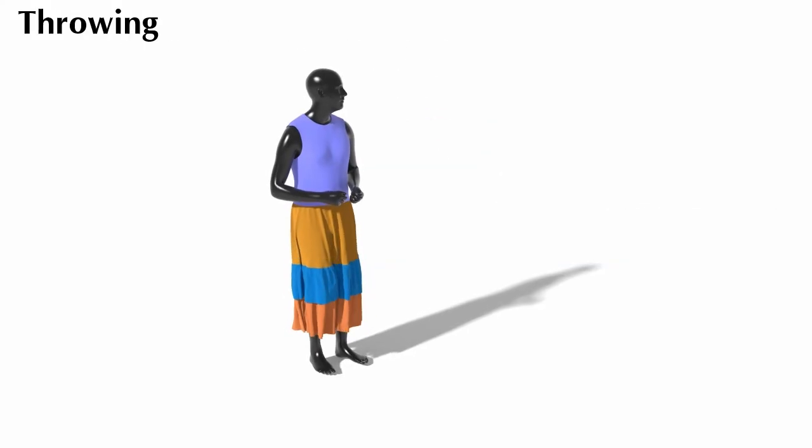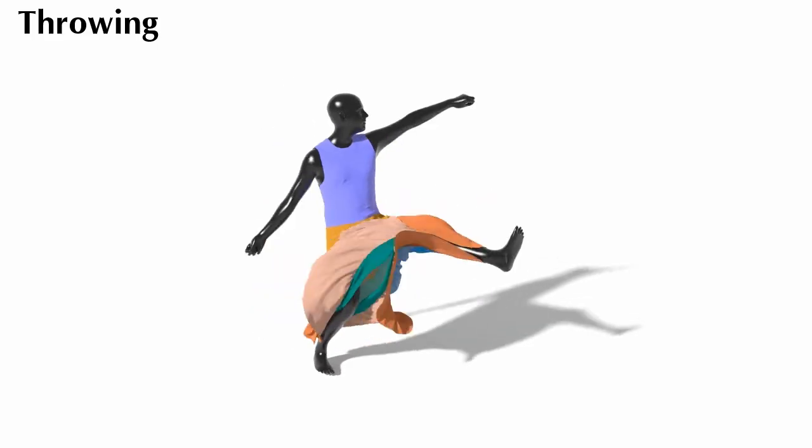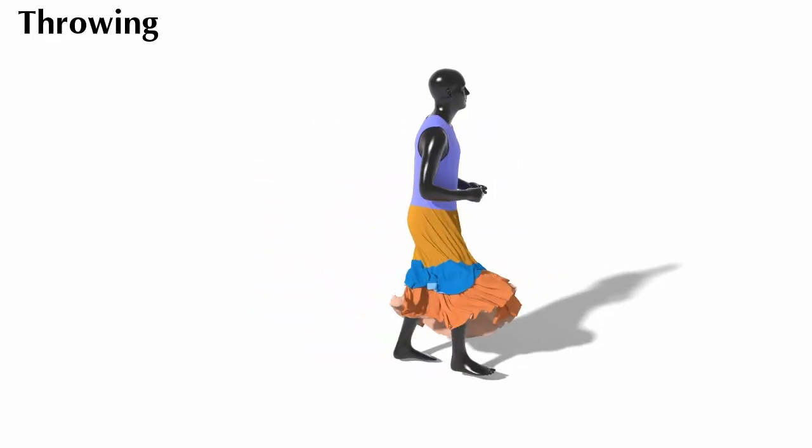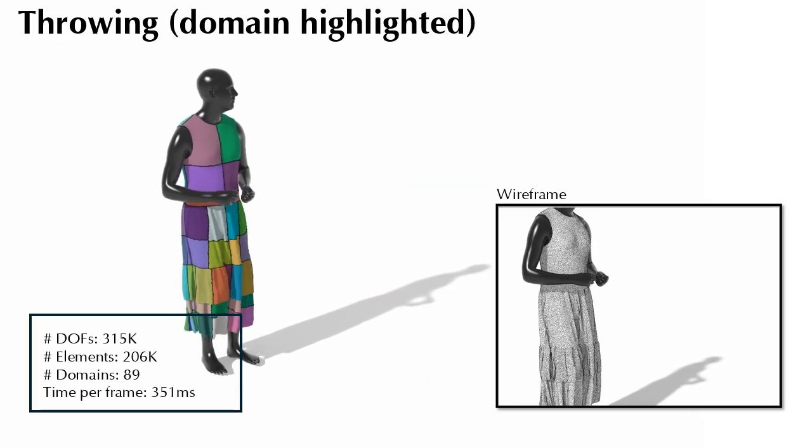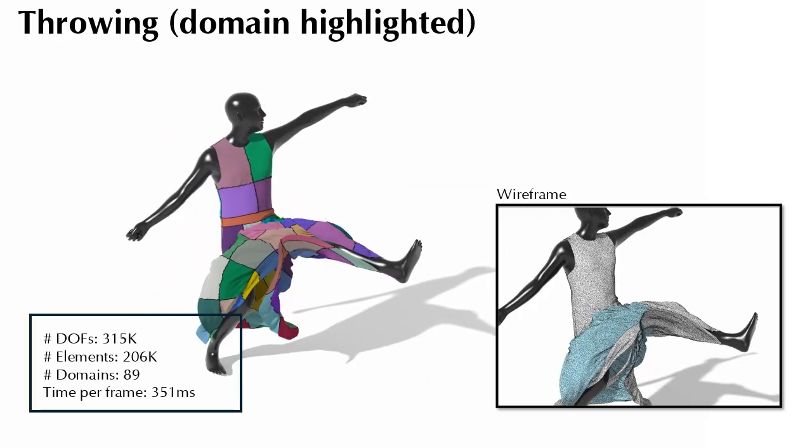In this scene, a character wearing a loose, multi-layered long dress performs a throwing motion. The simulation runs at 351 milliseconds per time step.